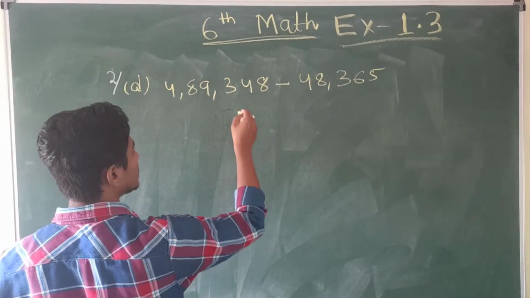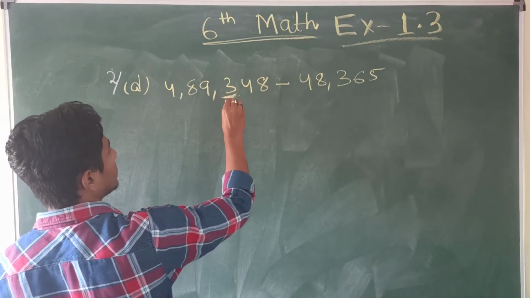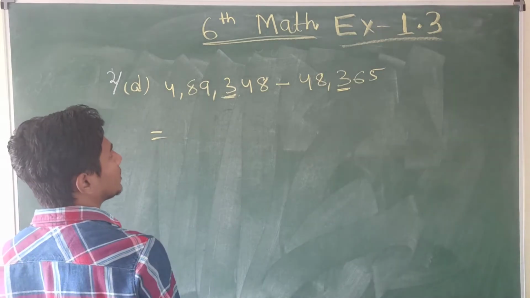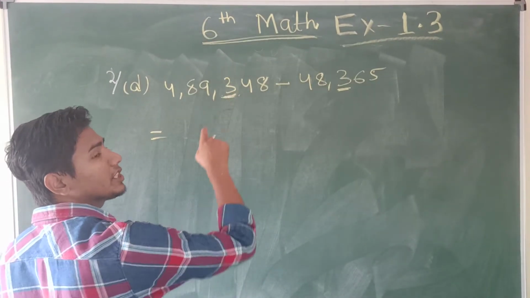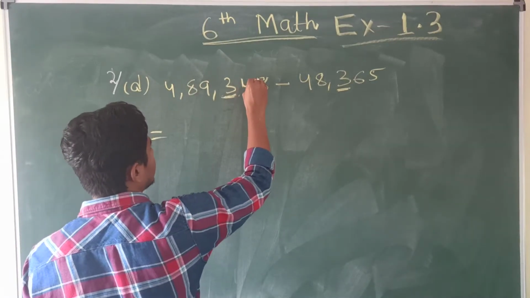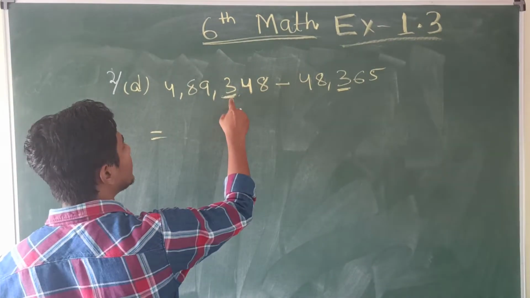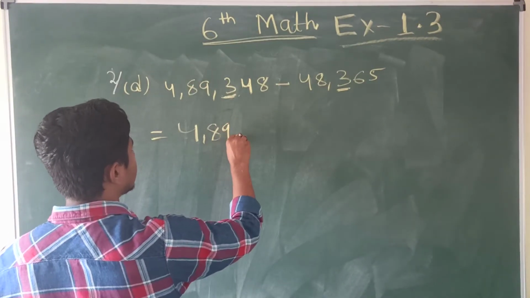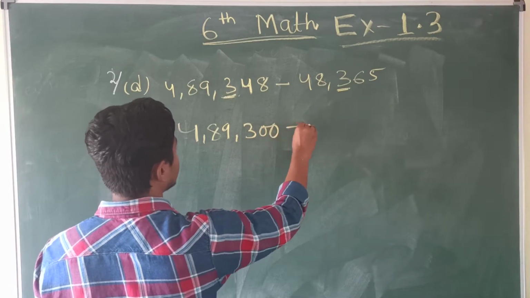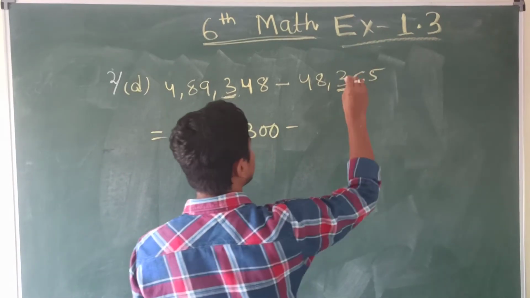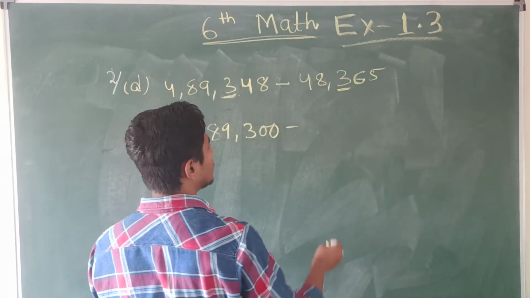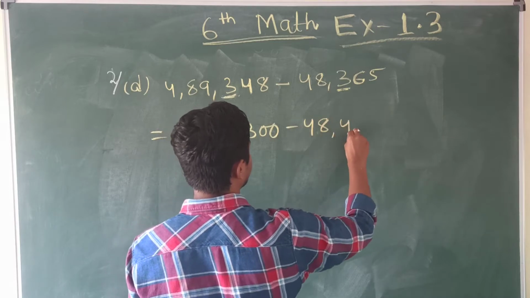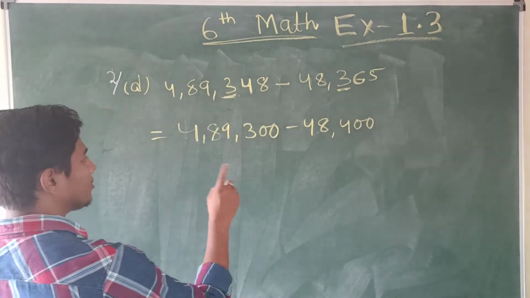So first mark 100 place. 3 is in 100 place and this 3 is in 100 place. Now rounding these two numbers. So after 100 place, which number is there? 4. This is in first group, so it remains same. That is 4,89,300. Then same, this 6 is in second group, so you add 1 here. 48,400. So now you subtract.